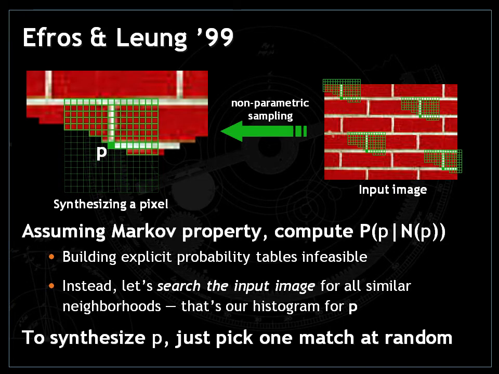And this is the Efros-Leung in one slide. Basically, we have synthesized some pixels on the left already, and now we're ready to synthesize pixel P. To synthesize pixel P, we want to compute the probability distribution of that pixel given the neighborhood pixels, because we are assuming, again, a Markov property that it only depends on the neighborhood. We could, again, compute these huge probability tables, but in the image domain, that just becomes infeasible. So what we do instead is we go into the input image, and we search it for all the similar neighborhoods that look like the neighborhood we have. And then we take all of these, and that becomes our histogram for P.